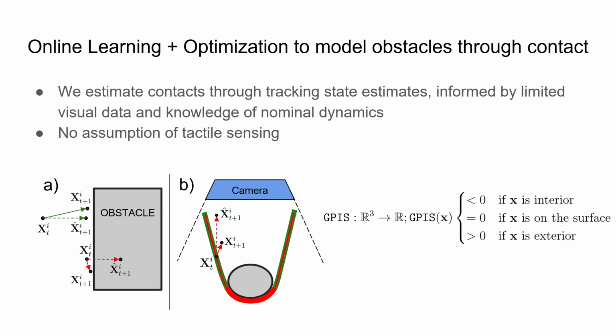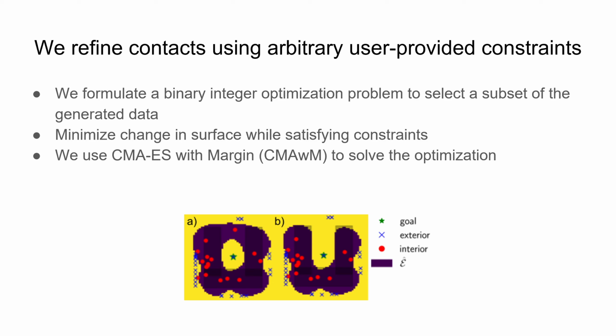For each contact we estimate, we compute a pair of points, with the visited state being exterior and the predicted next state being interior. Due to heuristics in estimating contacts and noise in state estimation and dynamics, estimated obstacle geometries may violate assumptions about the task. A key contribution of COGIS is refining the estimated contacts and ensuring constraint satisfaction by removing points from the GPIS dataset that cause constraint violation.